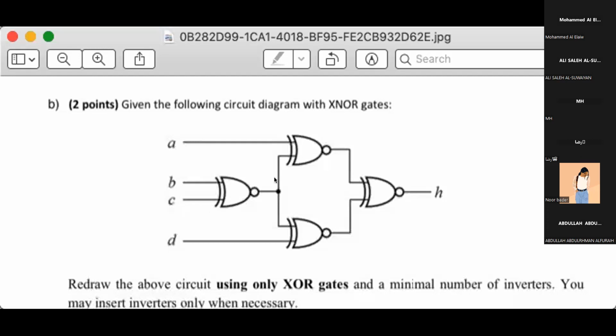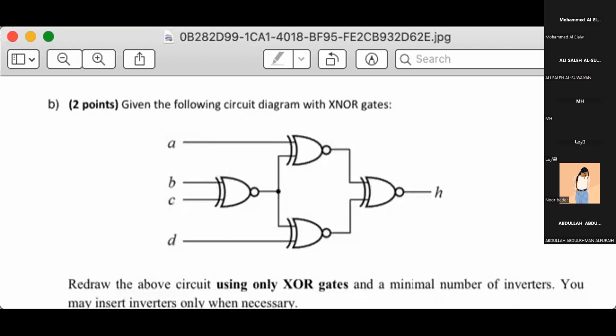But you know that B and C are going to disappear because of the reconverging fanouts here. So mainly you'll have a simpler circuit. So let's do this one. I'm going to share my iPad and redraw it for you guys.